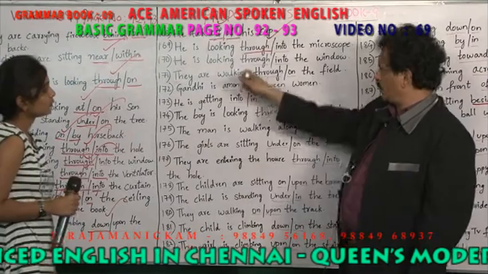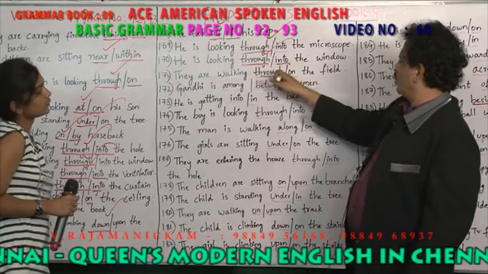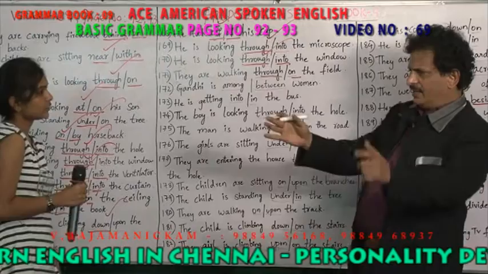They are walking through the field or on the field? Through the field. A field is an area where you walk through. Through is the correct preposition.